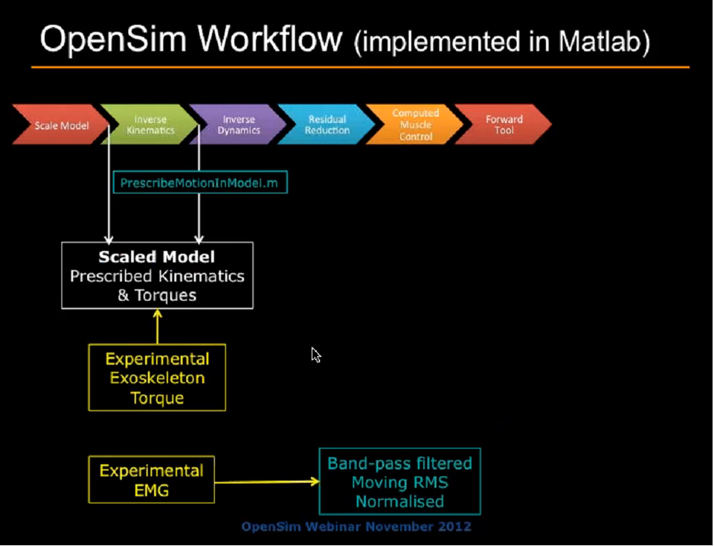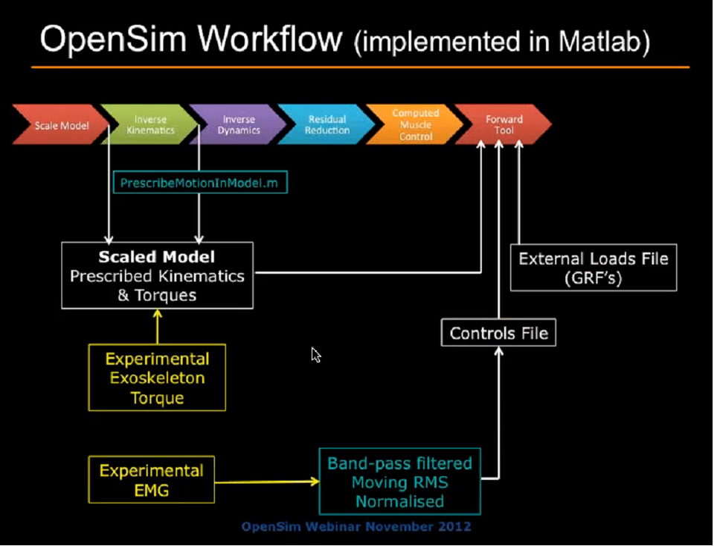We also took our experimental EMG and we did some processing on that. So we bandpass filtered it, smoothed it with a moving RMS, and normalized that data to the maximum value for each muscle, and fed that to a controls file, which was then an input to the forward tool in OpenSim. Also, as inputs to the forward tool, we gave it the scaled model, and we also gave it an external loads file containing the ground reaction forces.